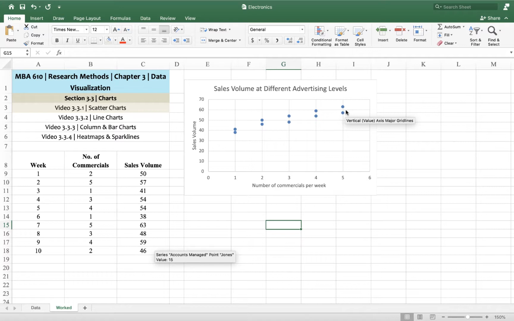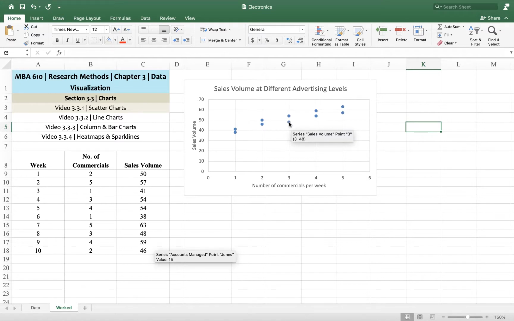This relationship, we might be able to model it or create a simplified visualization of it by sticking a line through it. And if we did that, that would allow us to project how many sales we would make if we showed 6 commercials per week. So to get here, what we need to do is insert a trend line. And Excel can do that for us.